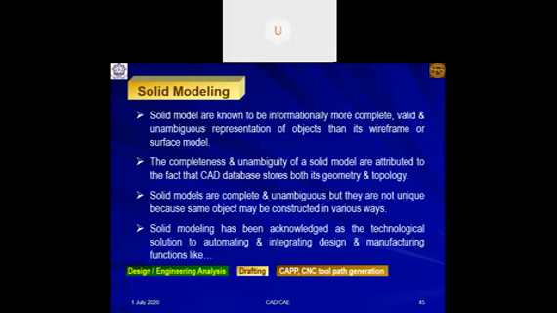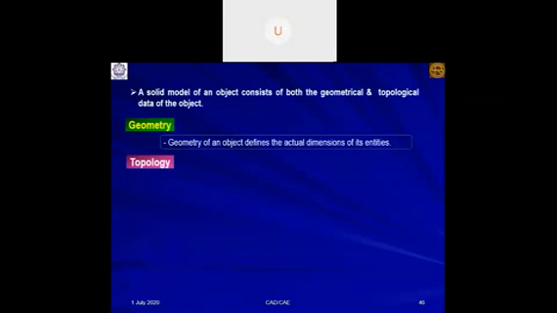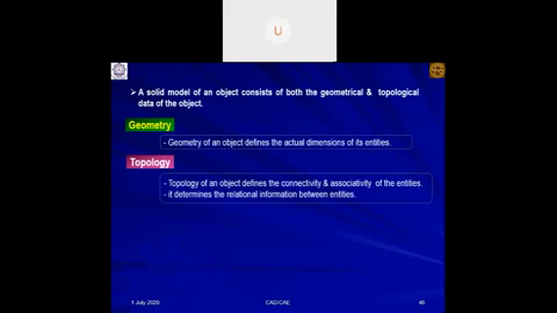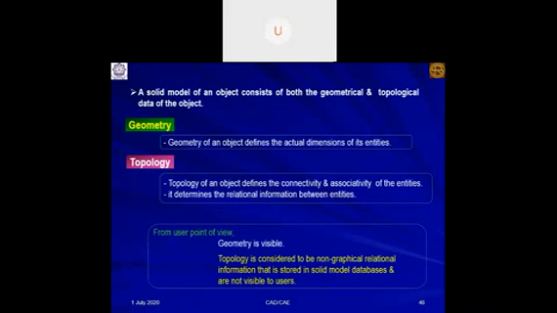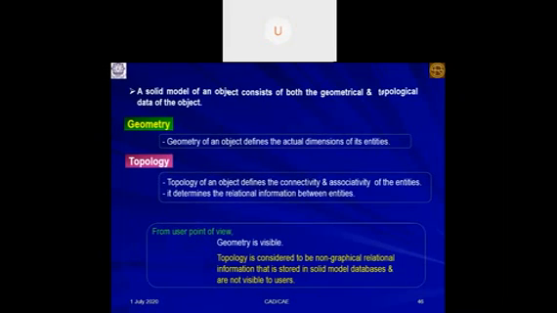Now, what do you mean by the geometry and topology? With a simple example, I would like to show what the geometrical information is and which one is the topological information with respect to the CAD database. Geometrical information of the object is basically the actual dimension of its entity. Topological information means the topology of an object, defined as the connectivity and associativity of the entities, and it determines the relational information between the entities. So geometry is visible, but topology is considered non-graphical relational information that is stored in the solid model database, and it is not visible to the users.